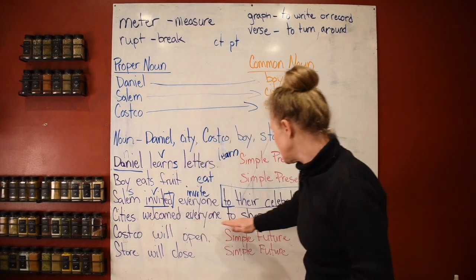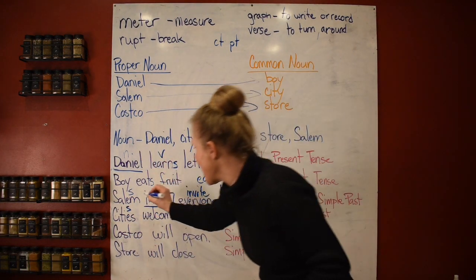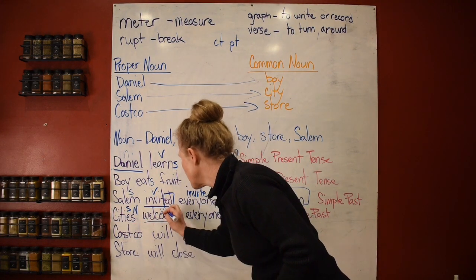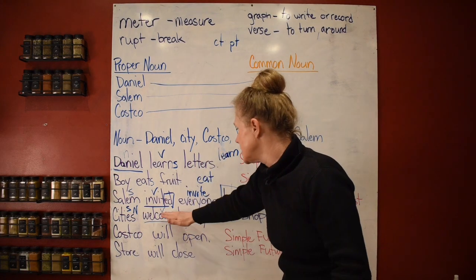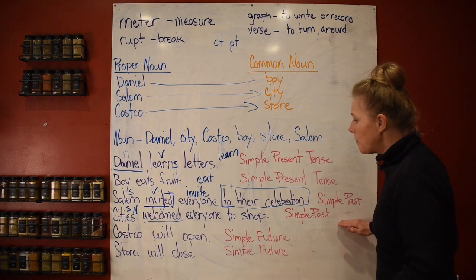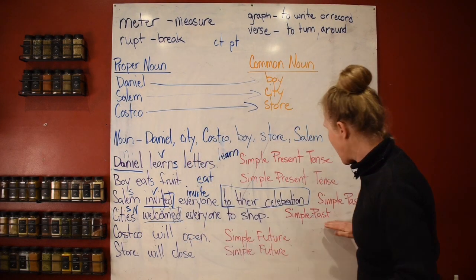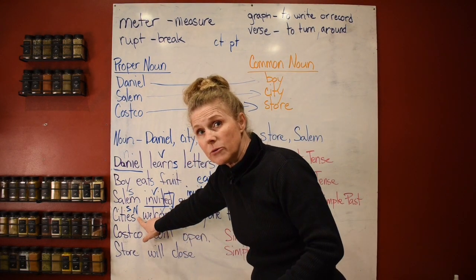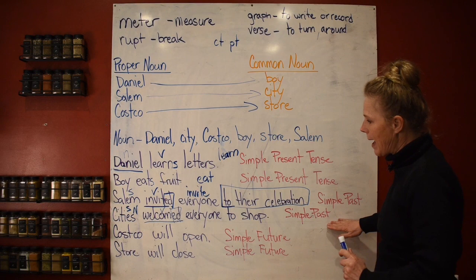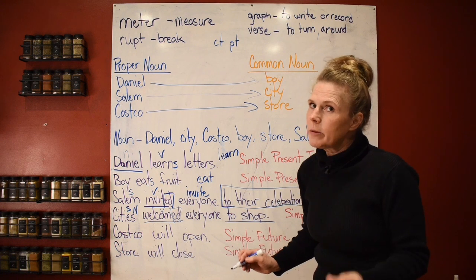Now, cities welcomed everyone to shop. Now look, cities, that's your subject, that's your noun. Welcomed, here is your verb. What did they do? They welcomed everybody. The cities welcomed everyone to shop. Now, simple past, look, it has an ED, so we know it's in the past. Simple past, it does not have an auxiliary verb. It does not have a helping verb right here. So we know it's the simple past. Now, right here, this to shop, this is a little bit confusing.